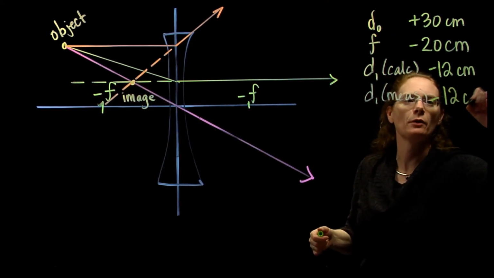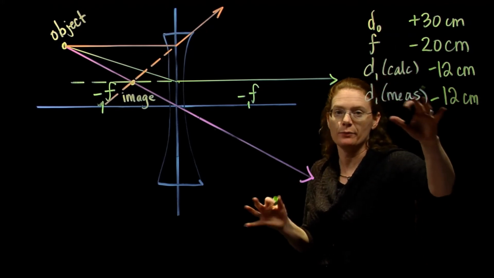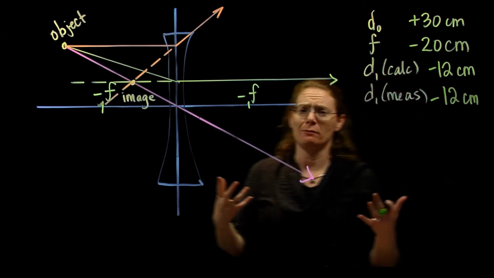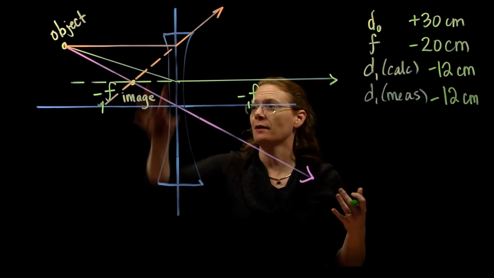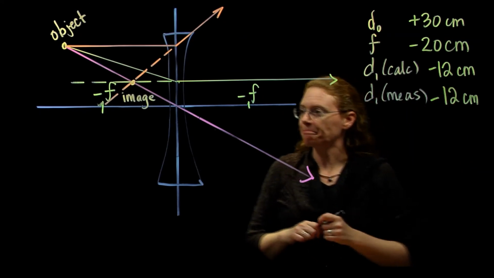Measured, -12. And this one, this negative, I have to put in there myself, because I know it's virtual, so that has to be negative. But the picture does tell me that it's a negative DI, because you had to backtrace. The math comes out with a negative on that one.